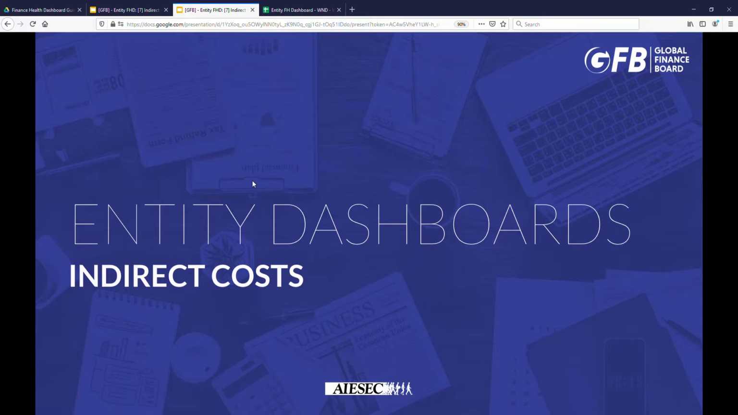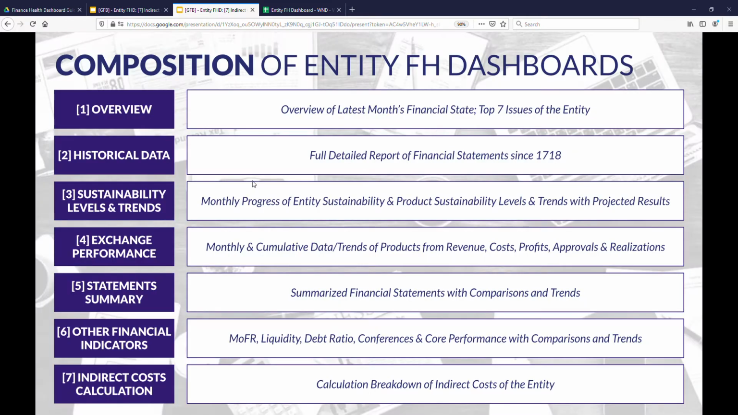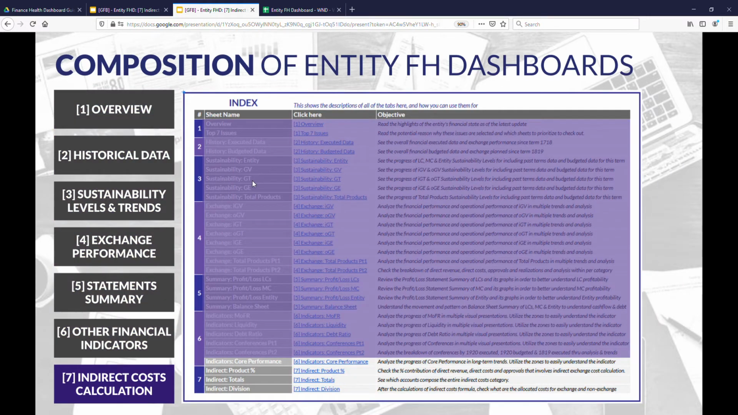So I'm going to talk to you about the entity dashboards for indirect cost. Now, if you look at the composition of the dashboards, there's this part on indirect costs at the very last few sets of the sheets. For this slide, I'm also going to talk slightly about core performance, because core performance is part of the calculation for indirect exchange cost.